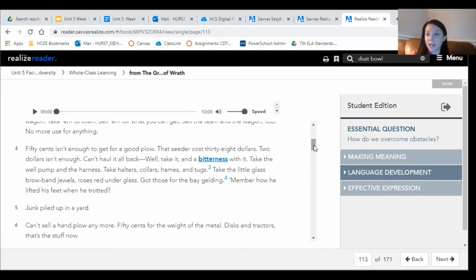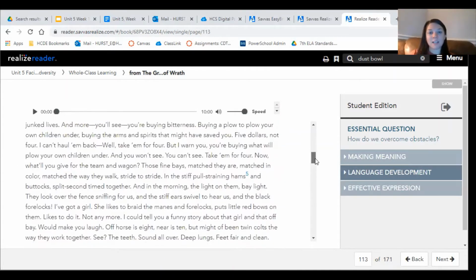The next thing we're going to look at is paragraphs 4 and 5. If you'll read back through those really quickly, I want you to answer, what details do you notice that are repeated in these paragraphs? Why do you think the author included these thoughts? And finally, what does paragraph 5 mean? Junk piled up in a yard.